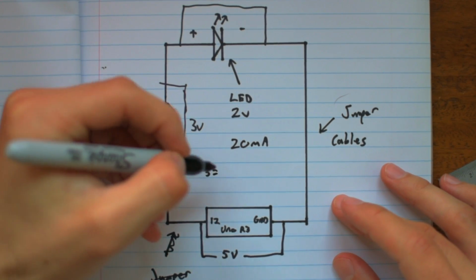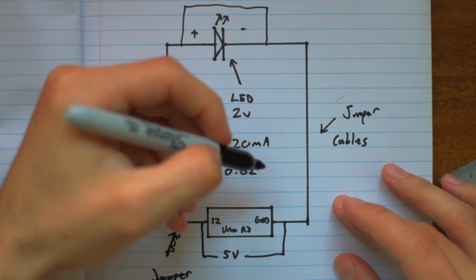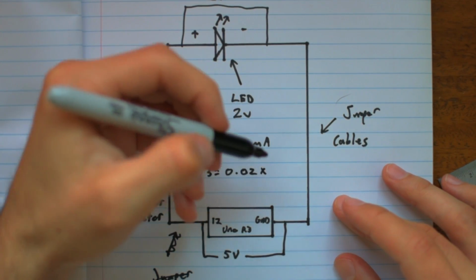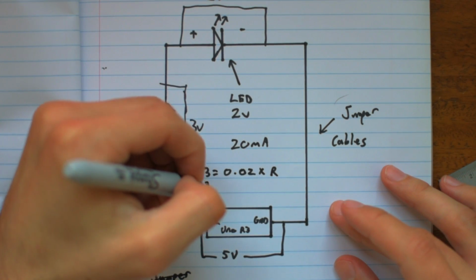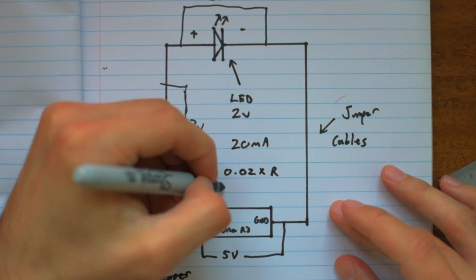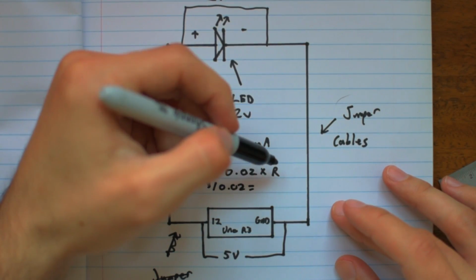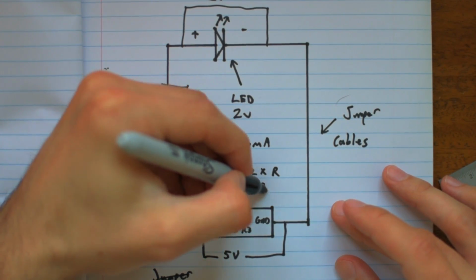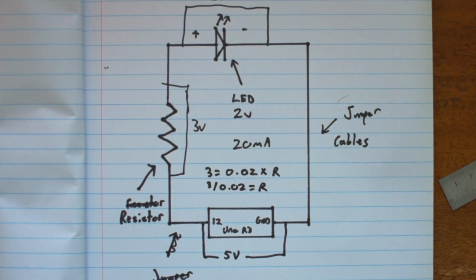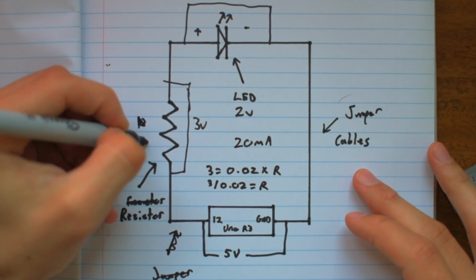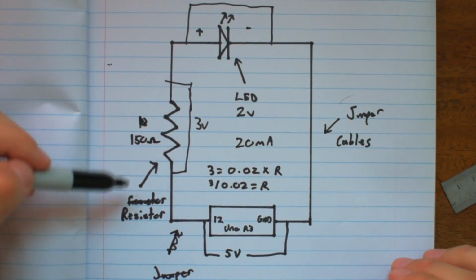So if we actually use Ohm's law that we looked at earlier, we know that the voltage is equal to the current in amps times the resistance. So if we're using 3 volts for the resistor and we want to have 20 milliamps going through it, we actually have all the variables we need to figure out what the resistance is using that other formula. So here I've written 3 divided by 0.02 amps, because it's 20 milliamps, so you have to divide it by 1,000, is equal to the resistance, and that turns out to be 150 ohms.